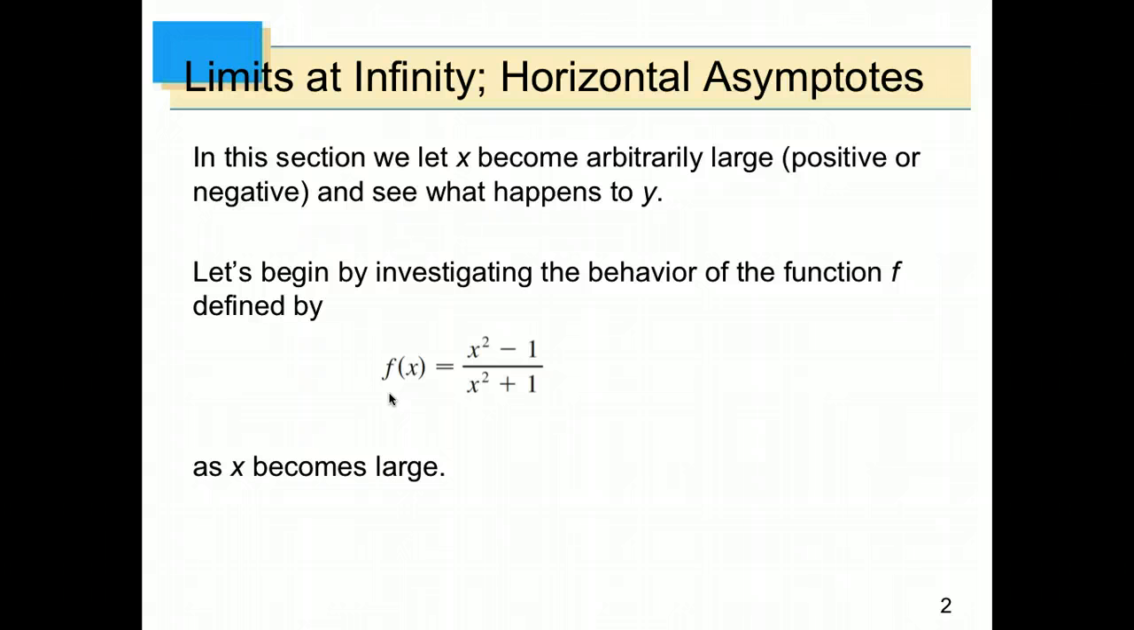So in this section we're going to take a look at what happens when we let x become arbitrarily large, either on the positive or negative side, and see what happens to y, or our function value f of x. We're going to look at the function described here, f of x equals x squared minus 1 over x squared plus 1, as x becomes large first. Remember, we call these rational functions.